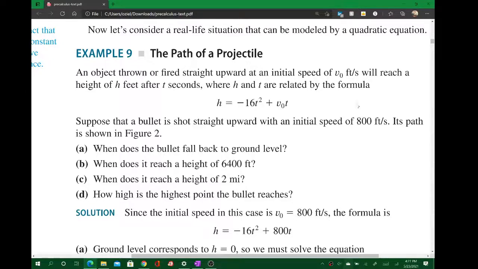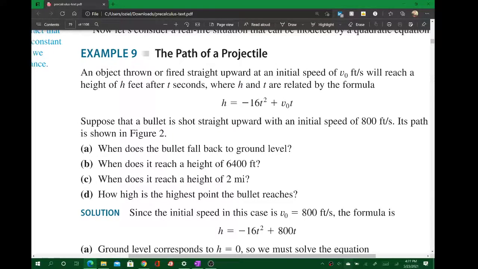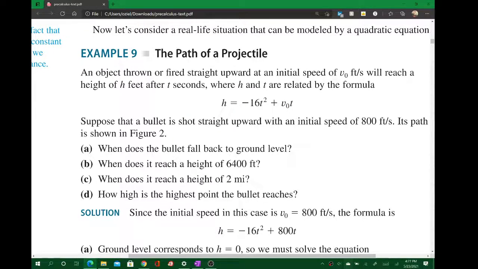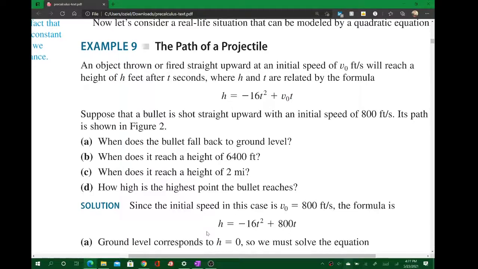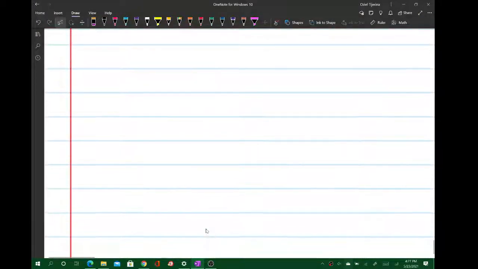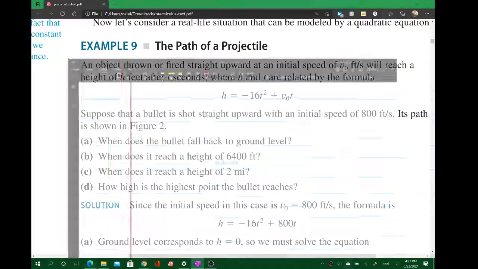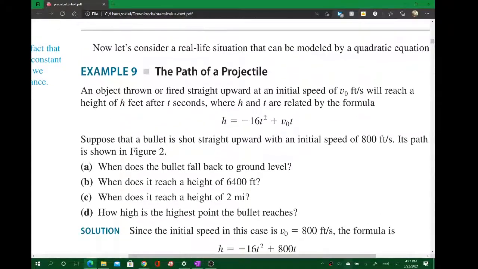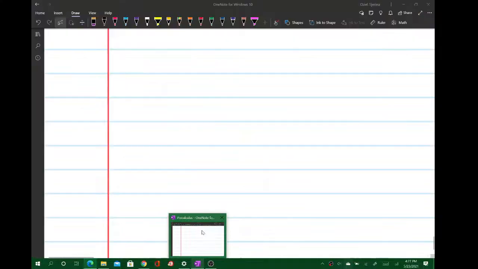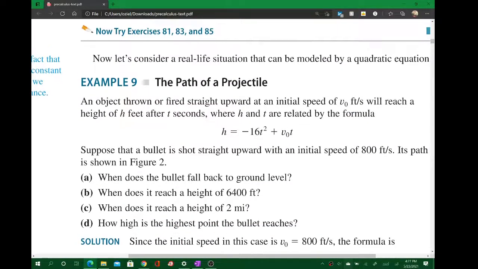Suppose that a bullet is shot straight upward with an initial speed of 800 feet per second. Its path is shown in figure 2. I don't know if I went over quadratic application problems in my college algebra playlist, but we can do this one very quickly, right?